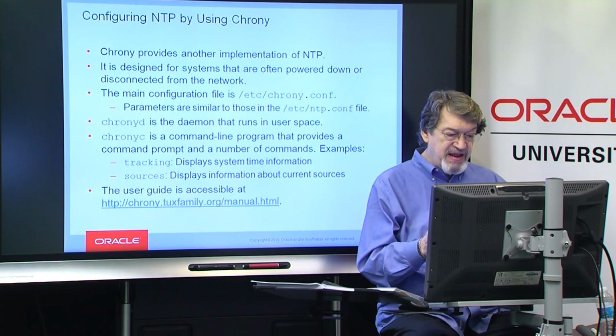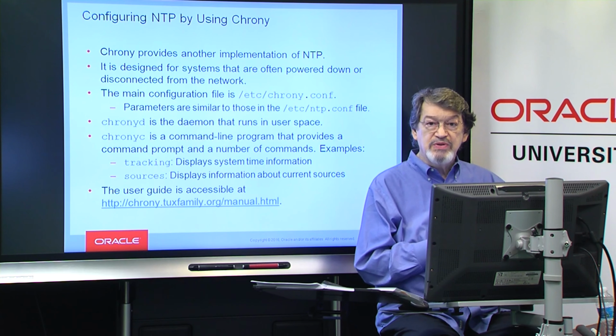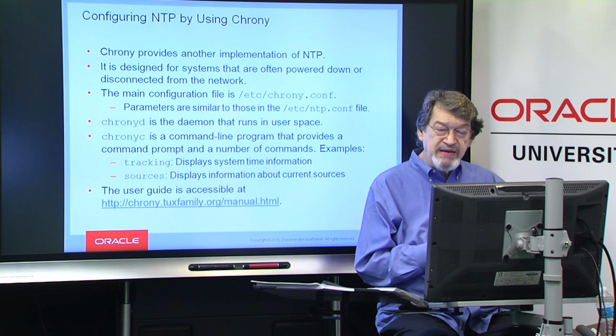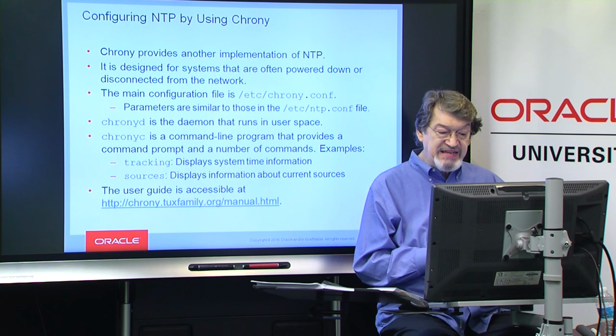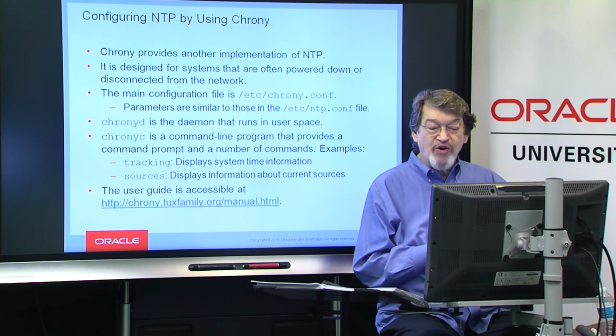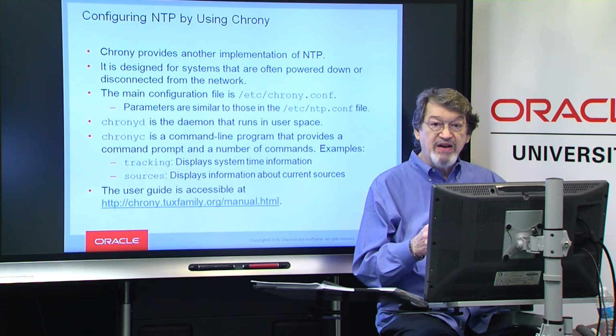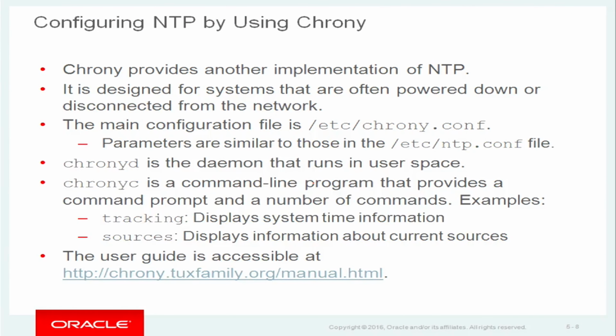Once again, it's an effort to maybe close some of the loopholes that have been exploited in NTP. It's designed for systems that are often powered down or disconnected from the network. The main configuration file is etc.chrony.conf, and the parameters in that file are essentially the same thing that you'd have in the etc ntp.conf file.